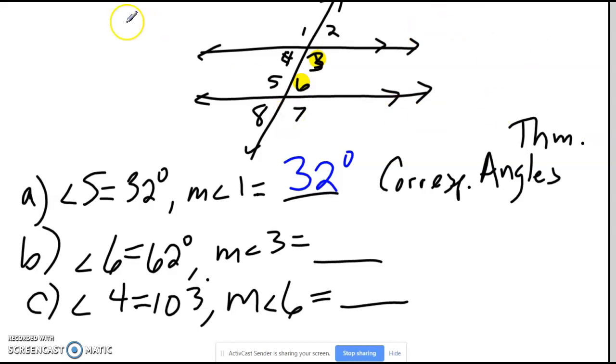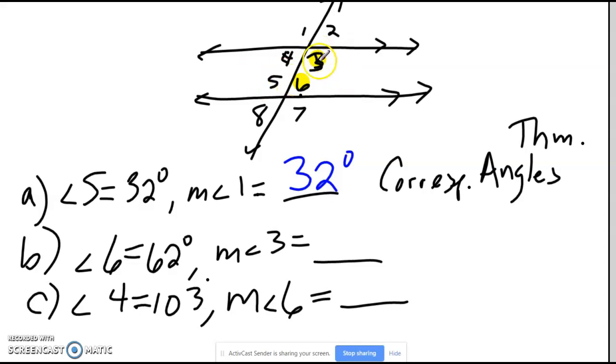All right, so angle 6 is 62 degrees. We're trying to find angle 3. What types of angles are those? 6 and 3. They are what, Tessa? Same side interior. And what's the relationship of same side interior angles? It's a postulate, I think. They are supplementary, which means what? They add up to 180.